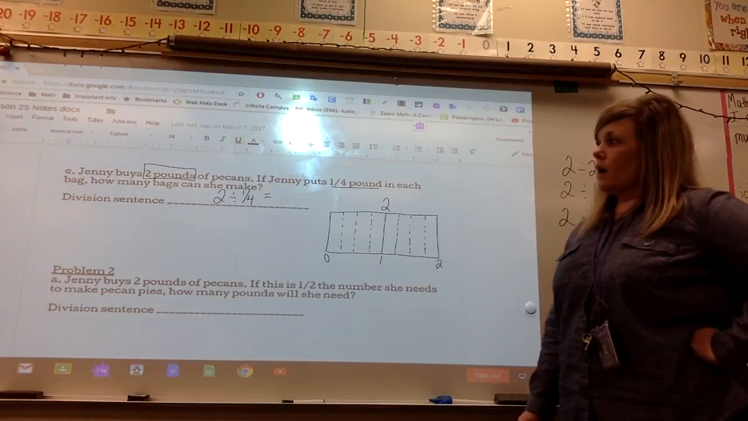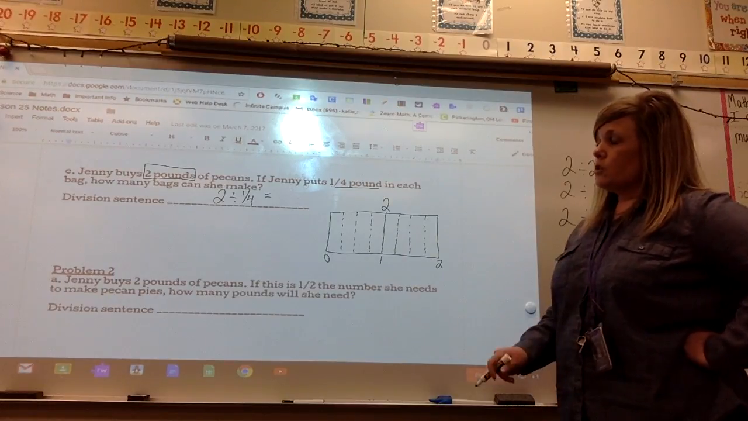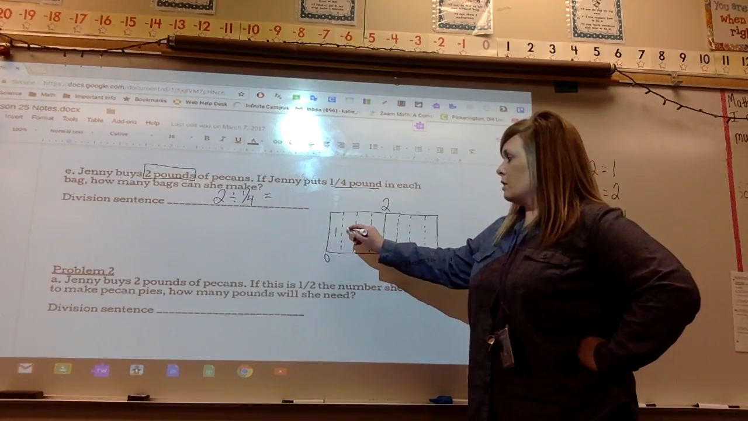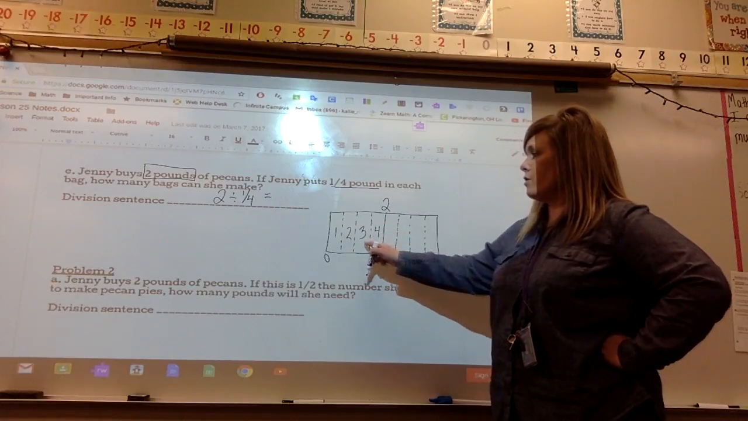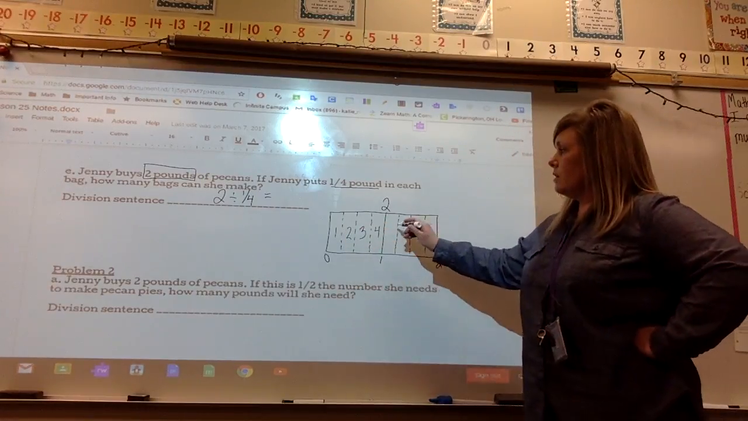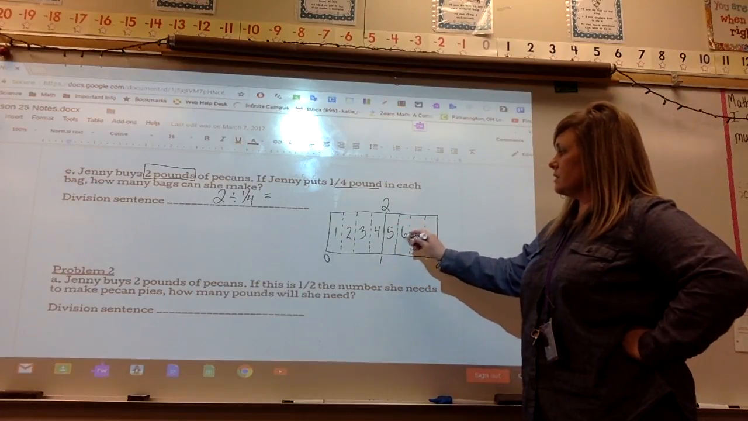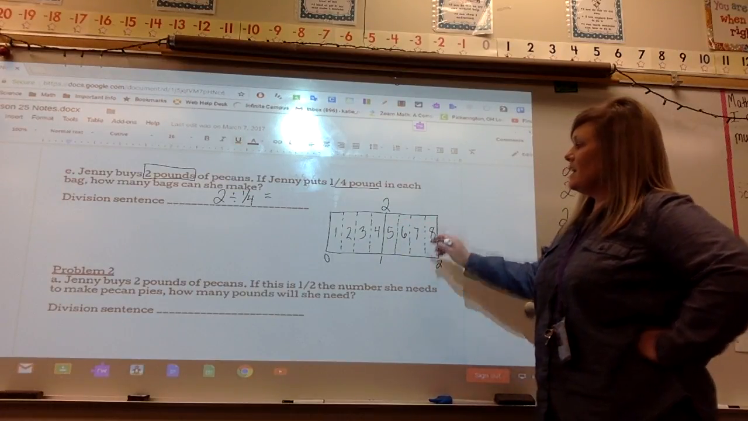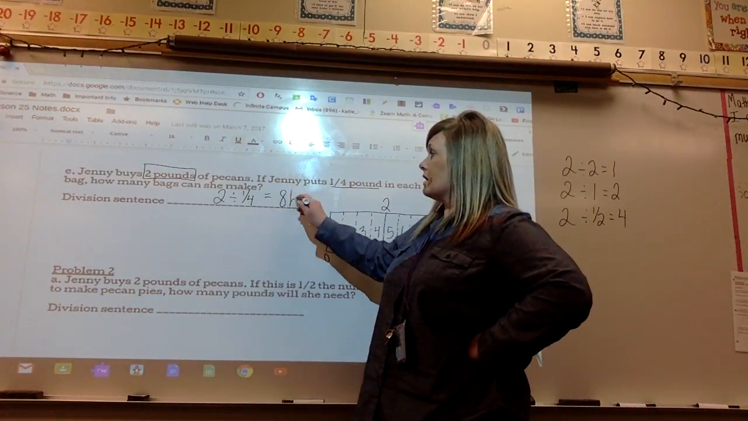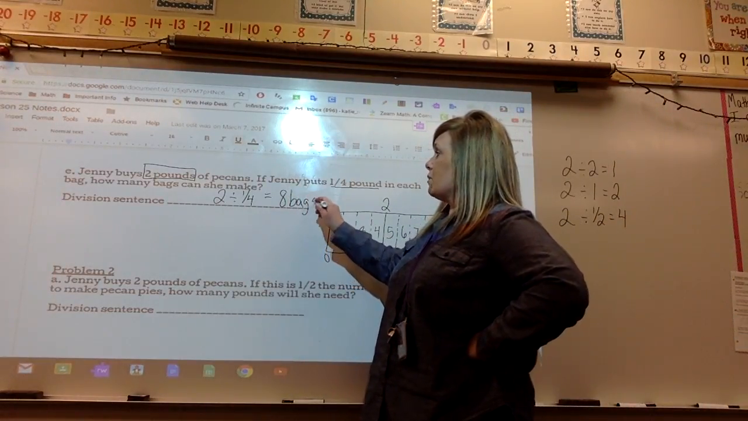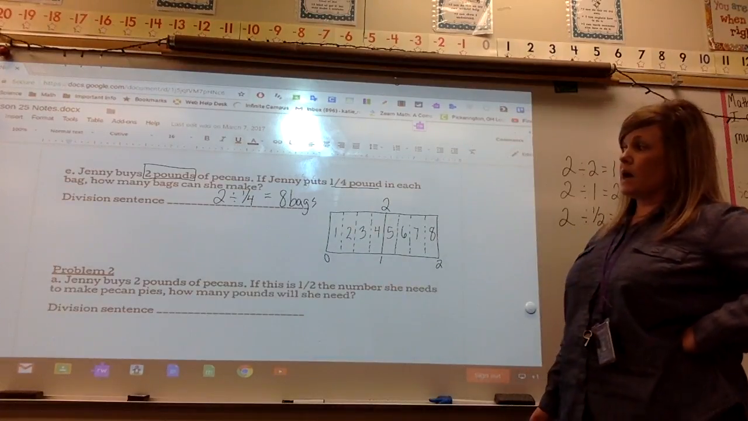And we're trying to figure out how many fourths there are in 2 pounds. So let's count. 1, 2, 3, 4. There are 4 fourths in 1 whole. 5, 6, 7, 8. The answer is 8 bags. She could make 8 bags that will each hold 1/4 of a pound.